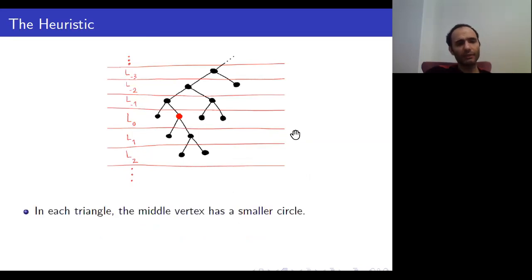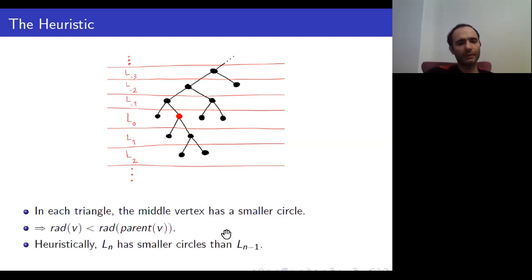Note that in each of the triangles, the middle vertex has a smaller circle. This implies that the radius of every point is less than the radius of its parent. So heuristically, every layer has smaller circles compared to the upper layer. This should be made precise since there are infinitely many layers. We will quantify this and prove this inequality, and this contradicts that the levels are indistinguishable.